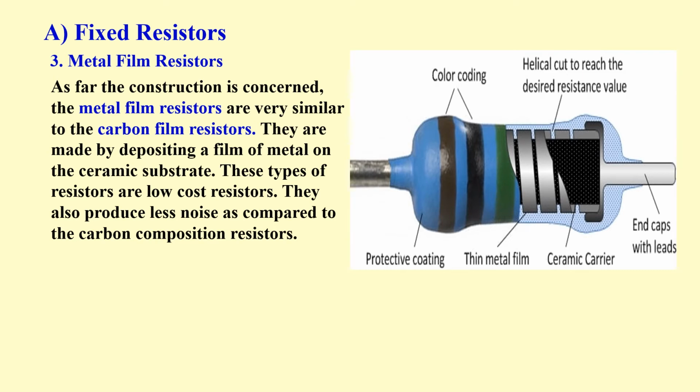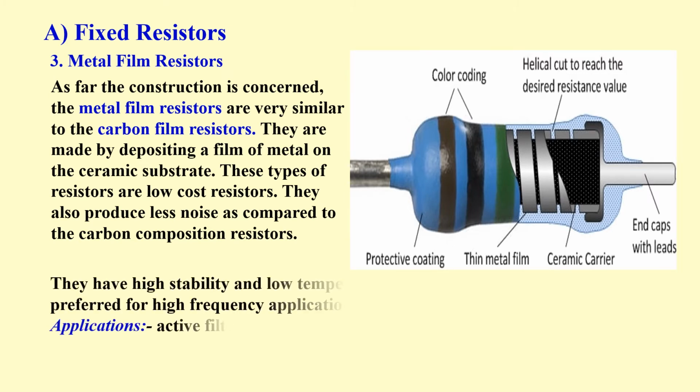The third example of fixed resistors is the metal film resistors. As far as the construction is concerned, the metal film resistors are very similar to the carbon film resistors. They are made by depositing a film of metal on the ceramic substrate. These types of resistors are low-cost resistors. They also produce less noise as compared to the carbon composition resistors.